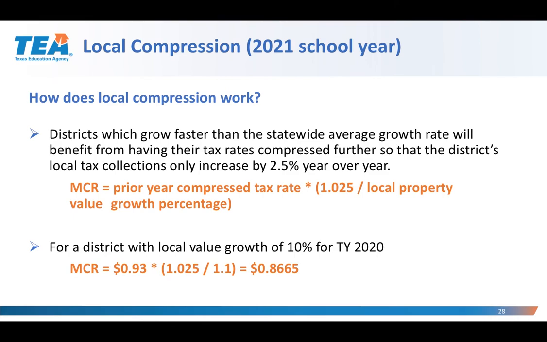So on to local compression. How is that going to work? Districts which grow faster than the statewide average growth rate will benefit by having their tax rates compressed further to make sure that the district's local tax collections only increase by 2.5% year over year. Local compression is going to be the prior year compressed tax rate multiplied by 1.025 divided by the local property value growth percentage. So here's an illustration of a district with a local value growth of 10% for tax year 2020. The MCR is going to be 93 cents times the fraction of 1.025 divided by 1.1, which is going to come out to be 86.65 cents.